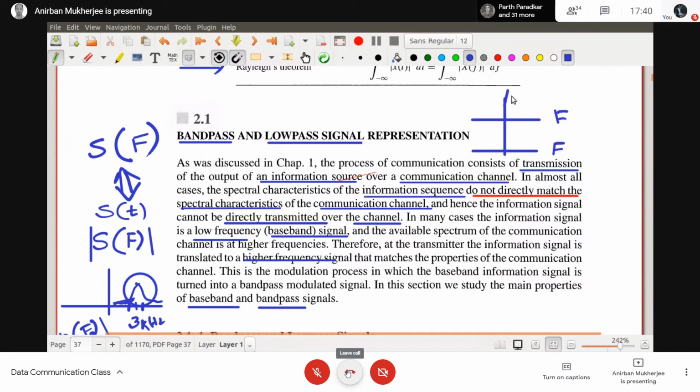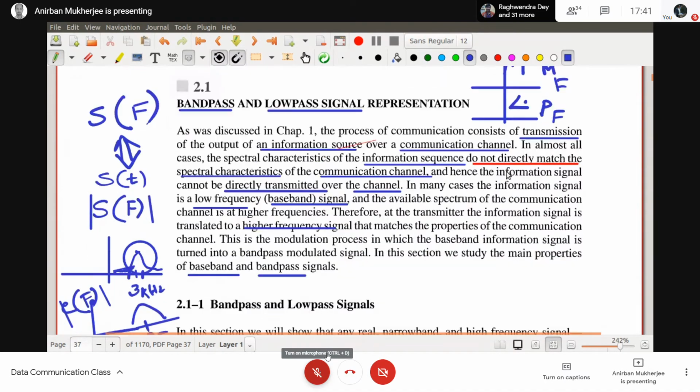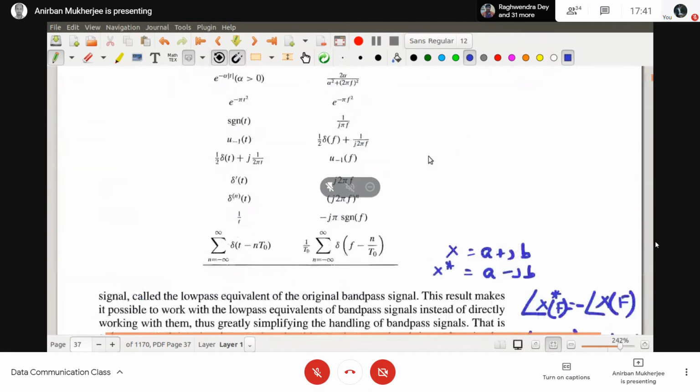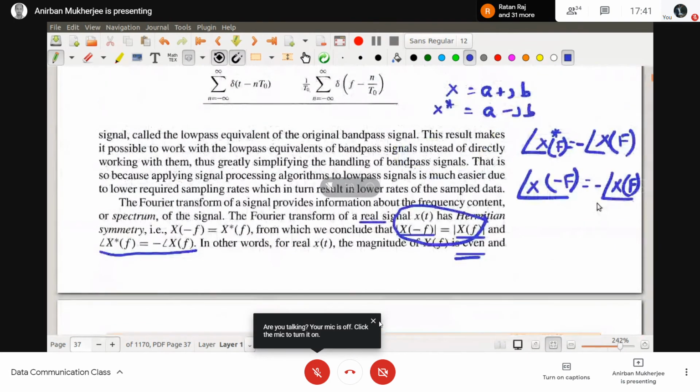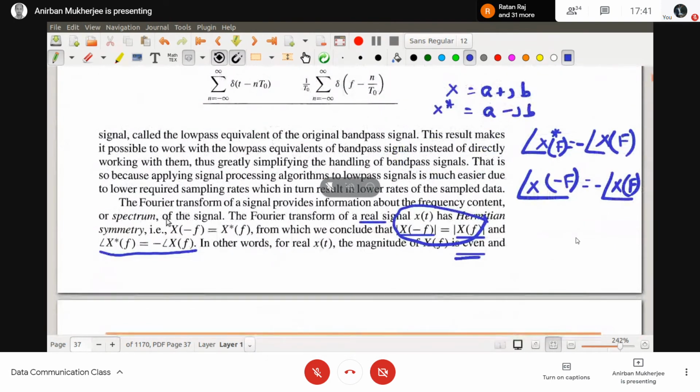This is mod of X(f), this is angle of X(f). If mod of X(f) versus f is the magnitude spectra, this is called phase spectra. Magnitude spectra, phase spectra. Okay. Now, the Fourier transform of a real signal has Hermitian symmetry, that is X star(f) equals X(minus f).